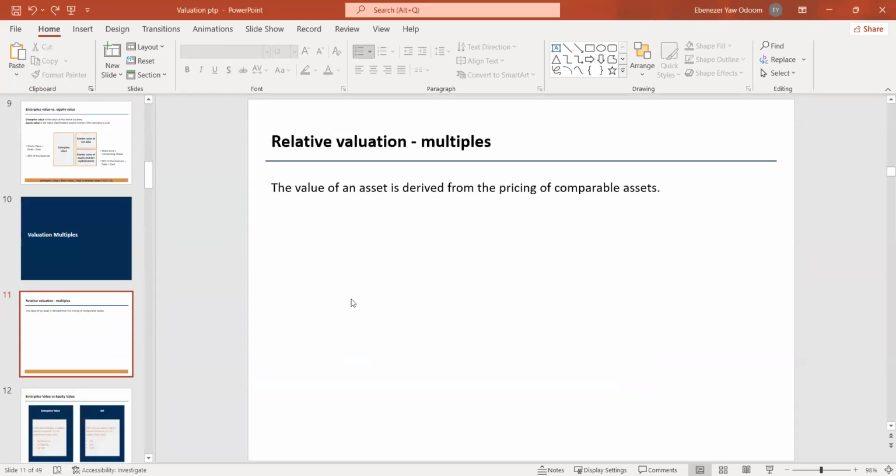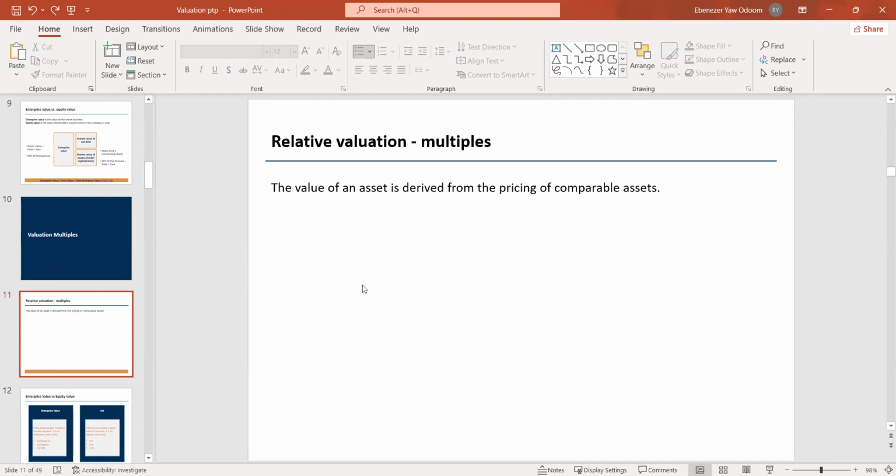Now, I told you that for the multiples, we try to derive the value of a business from similar companies. Okay, all right. So if we can find the average of all the performance of similar firms, of the same kind as the firm we are trying to value, then we can have a relative value for the company in question that we are valuing.